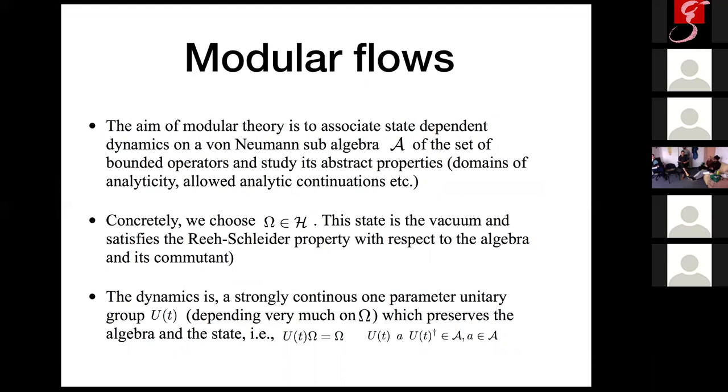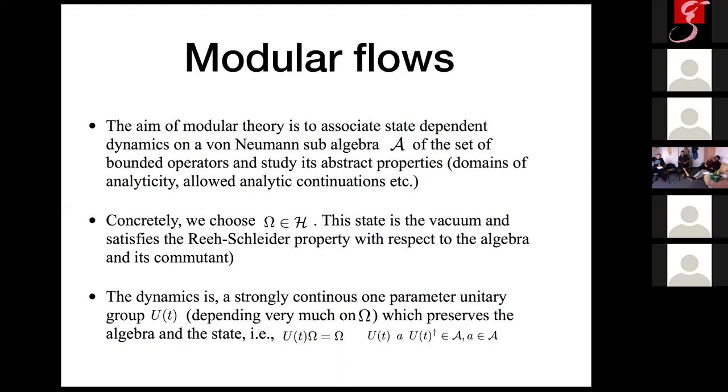What modular theory does is it introduces a dynamics on A, state-dependent dynamics, and studies its abstract properties. By abstract properties, I mean domain. So you will always have a complex parameter that this dynamics depends on, and you can ask what is the domain of analyticity, how can you continue analytically, and so on. So state dependence comes from the fact that I choose a state omega.